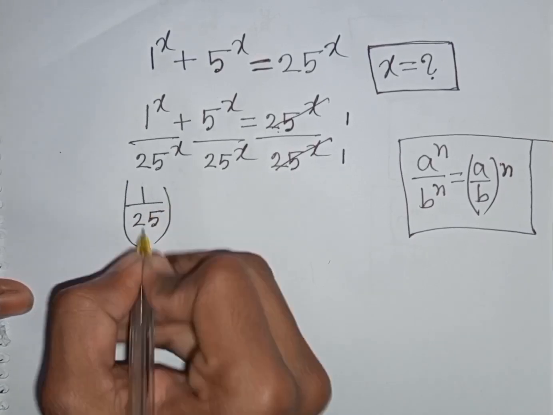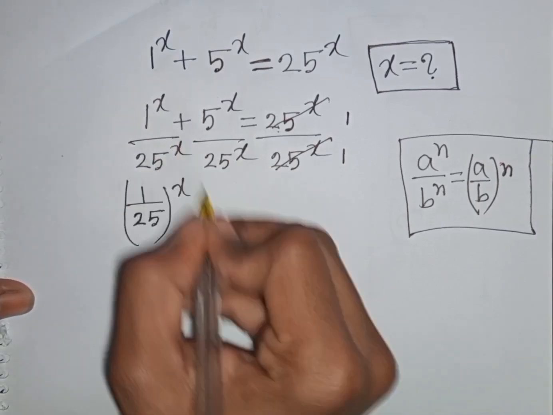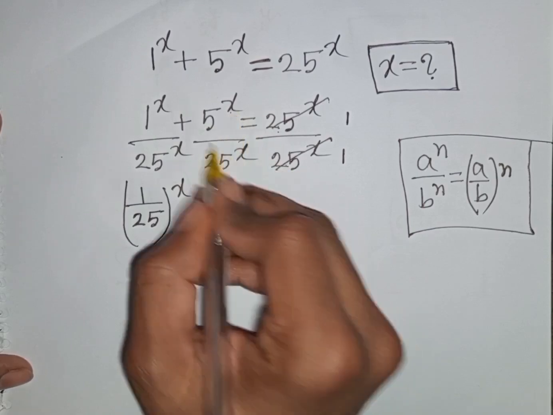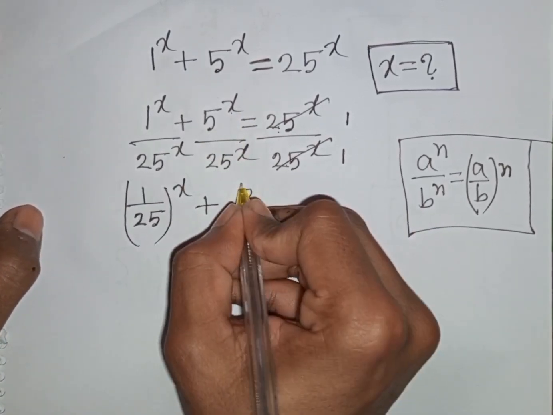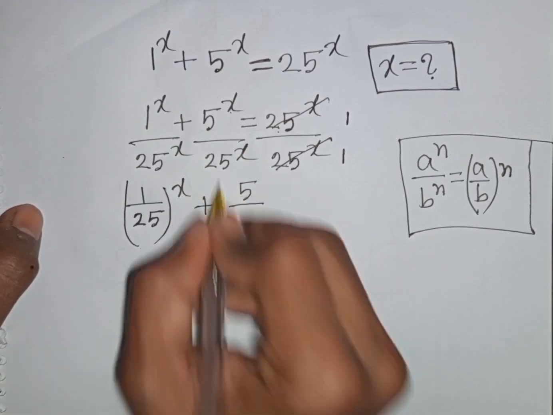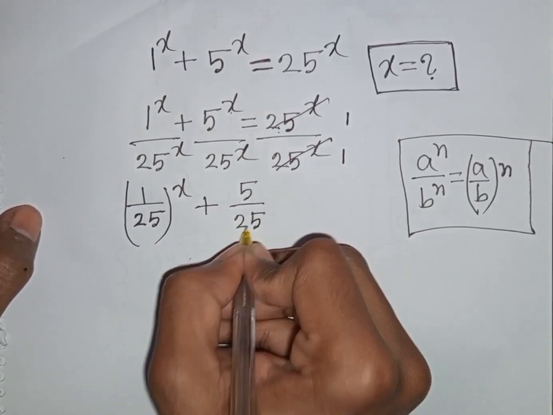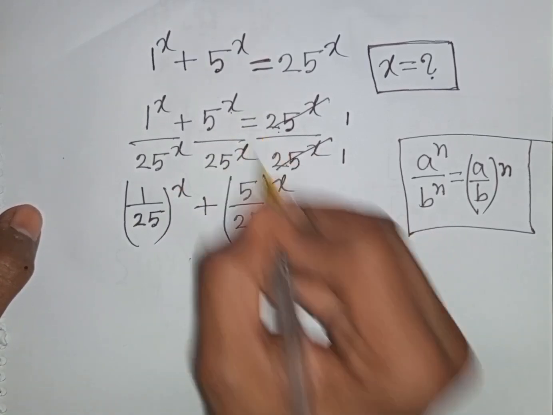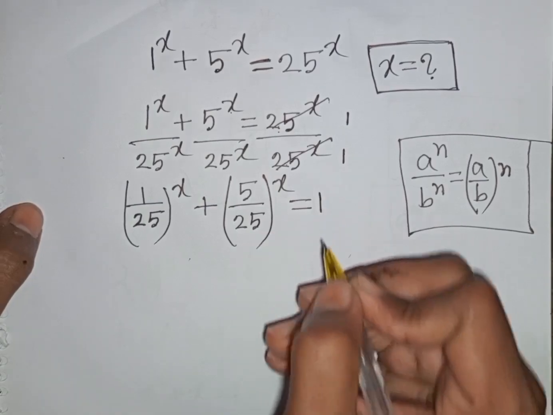then bracket common power x plus, again same power but different base. So according to this formula, I can write here 5 over 25, then bracket common power x is equal to 1 divided by 1, that means it will be 1.